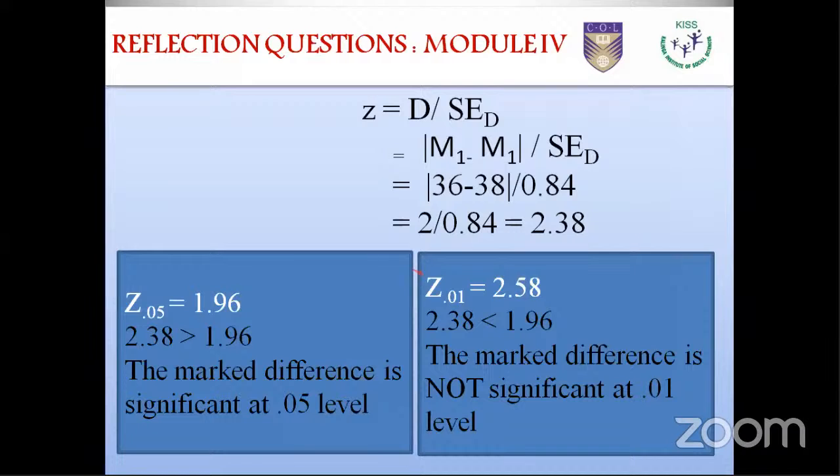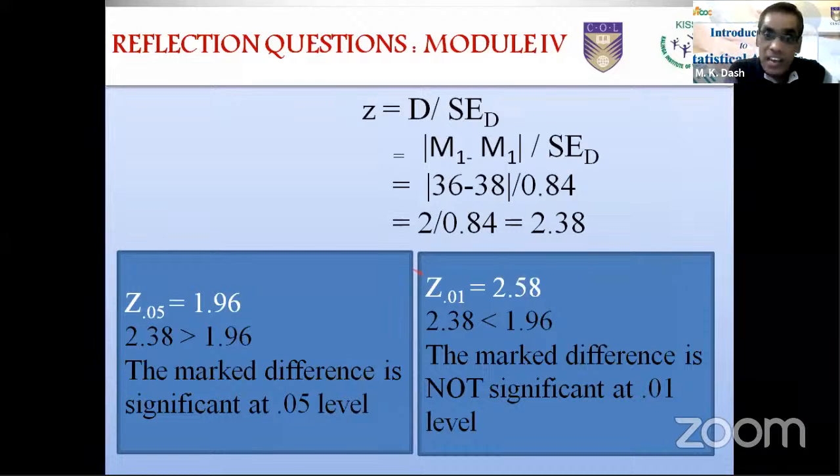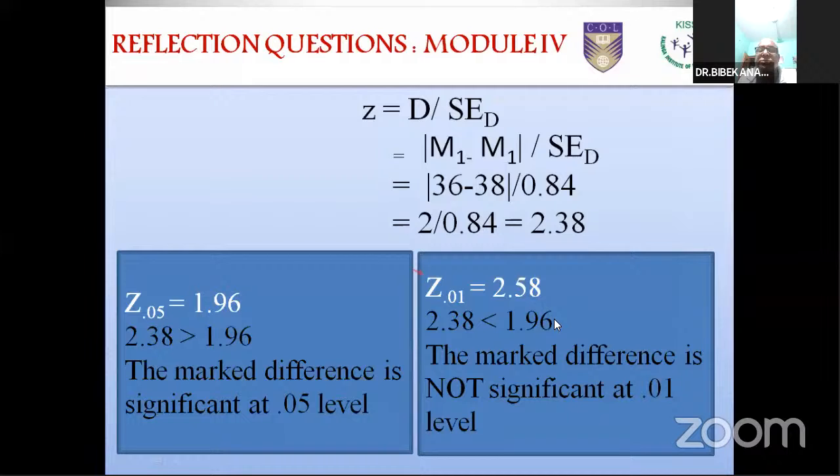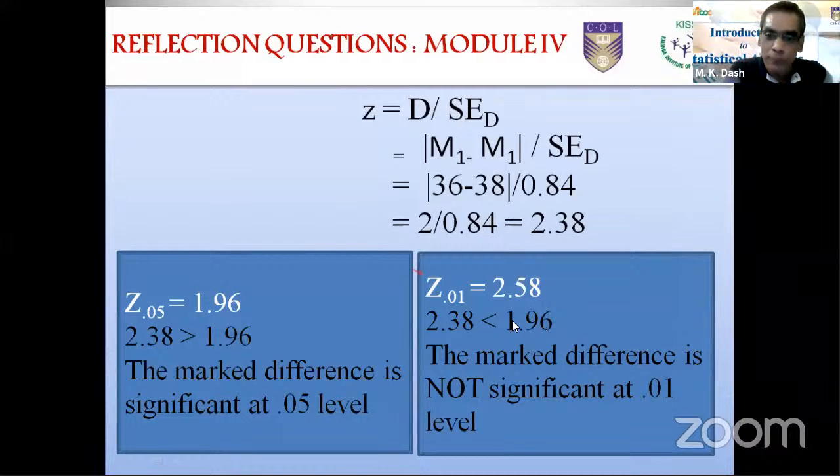The calculated value 2.38 is less than 2.58. Sorry, it is 2.58, it is not 1.96. It's a typing error. Kindly read it as 2.58. The cursor is marked here. So here you see that the mean difference is not significant.